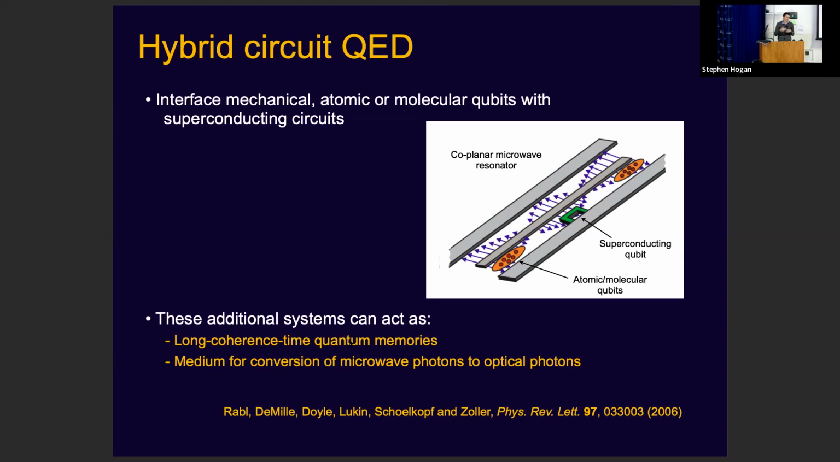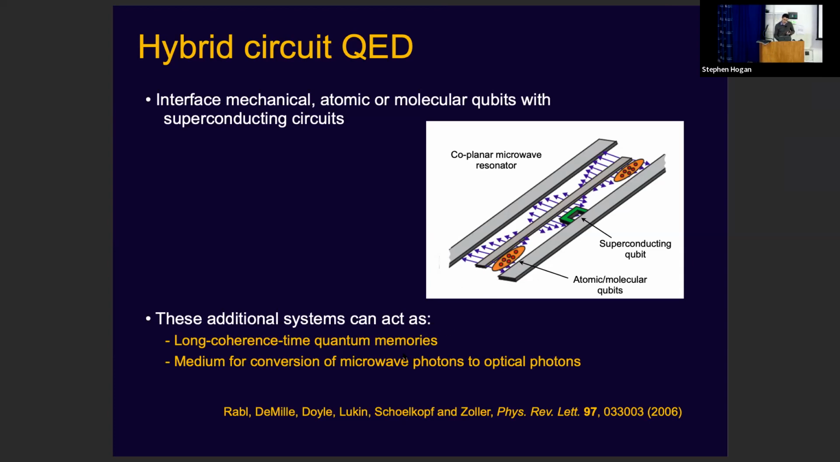And the motivations for this are that because the atoms or molecules are in the gas phase, they can have quite long coherence times. So you could think of using them as long coherence time quantum memories, because superconducting qubits, because they're in the solid state, don't have such long coherence times. So the best are maybe several tens or 100 microseconds. But the atoms or molecules could have coherence times much, much longer than this.